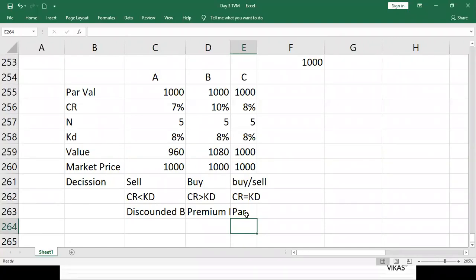So by comparing the market value and its real value, we can decide whether it's a discounted bond or premium bond. If the bond is discounted, the best option is to sell the bond. If the bond is a premium bond, you buy the bond. And par, bond at par. These are the things we have to have a clear idea on.